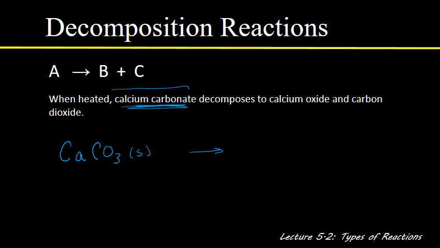And when you heat this up, sometimes chemists put a triangle over the arrow to indicate heat. If you take calcium carbonate and heat it up, it produces calcium oxide, also an ionic compound, so it's a solid, and CO2.